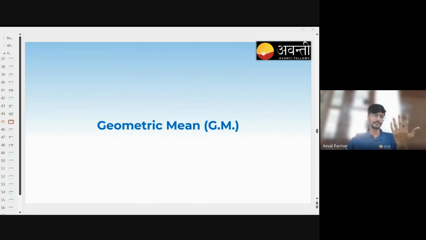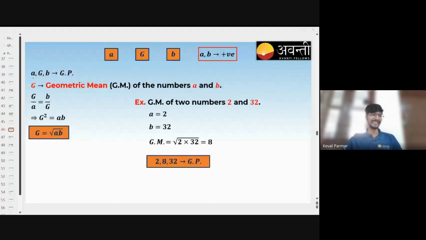Sorry. Next topic. Next topic is, so in geometry mean is same to understand as in arithmetic mean. Suppose let's say we have three numbers a, g, and b. Then the middle number g is called geometric mean of the numbers a and b. And if a, g, b are in GP, then we know the common ratio is same. That means g upon a will be equal to b upon g. So if I cross multiply, I'll get g is equals to under root of ab.